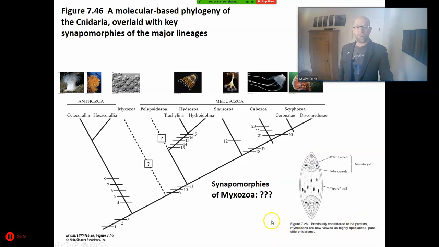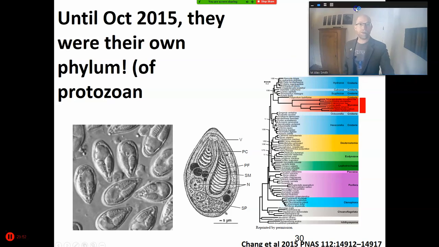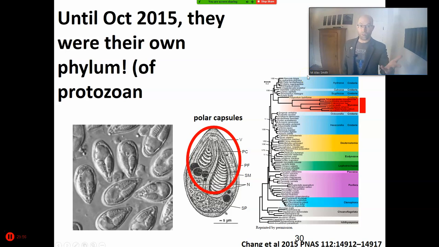Previously considered to be protists, myxozoans are now viewed as highly specialized parasitic cnidarians. You can see the nematocyst at either end. They have a spore wall, but they look essentially like an infecting cell with kind of needles or harpoons projecting out either end. And until 2015, and I'm going to insist that we think of that as relatively recently, and I'm going to do that because I was teaching this course, and so we talked about it because I was really excited about this when this came out in the Proceedings of the National Academy of Science. They had been not just a protozoan, but a phylum of their own. So they weren't even contained within another large group. They were a large group, uniquely considered to be parasitic protozoans.